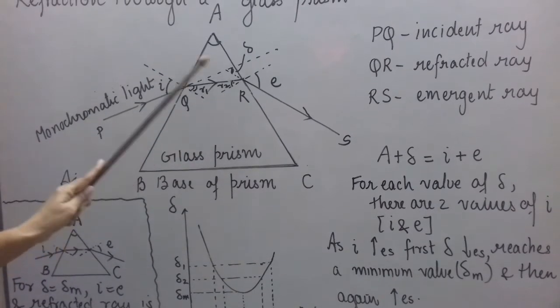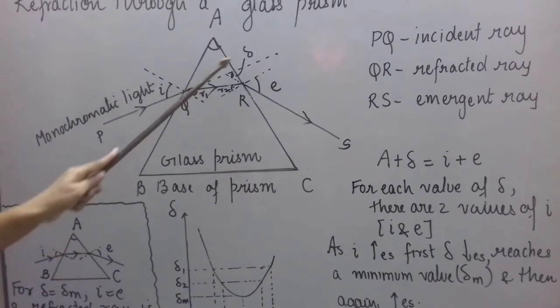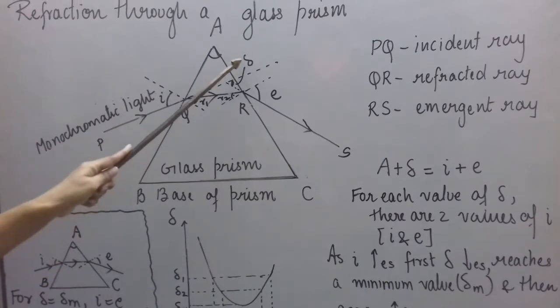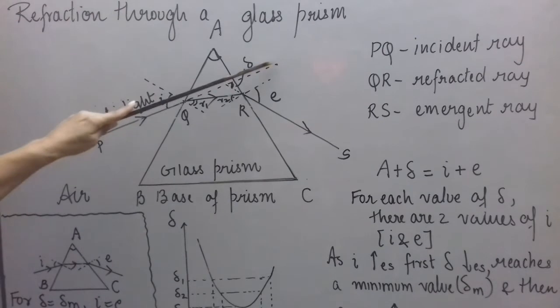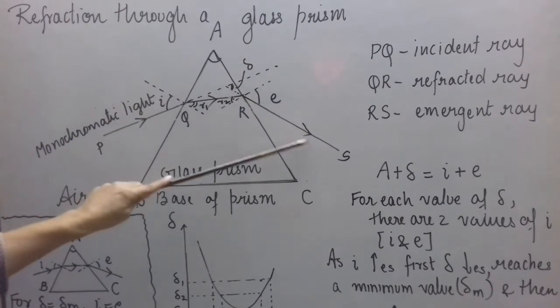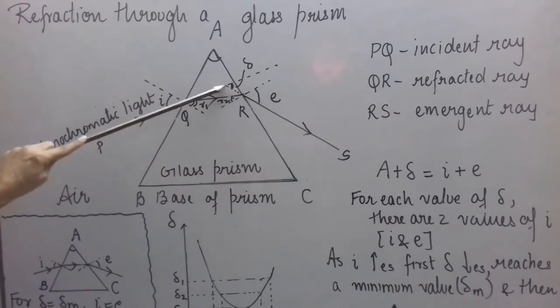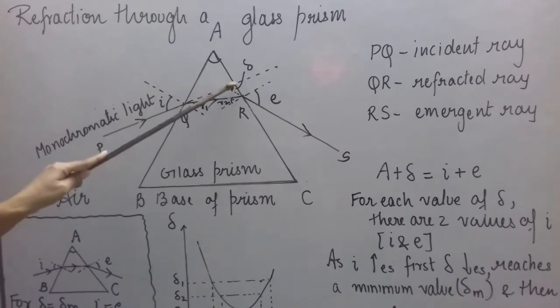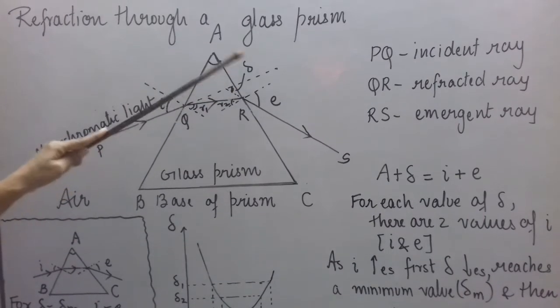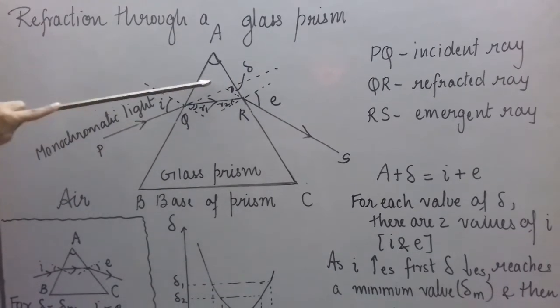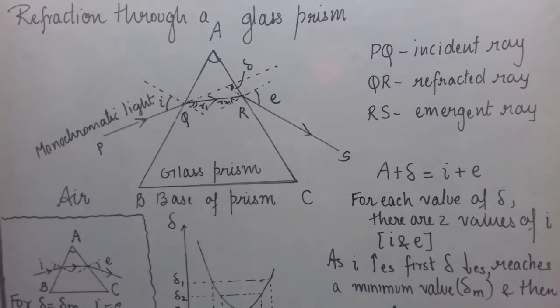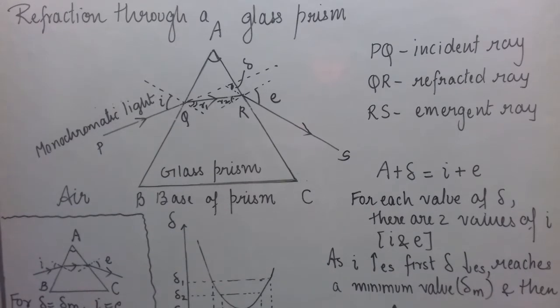Now let us see what is different here. What you don't know is delta. What is delta? See, this is our incident ray, which I have extended forward here. This is my emergent ray, which I have extended backward. So this angle delta is what? It is the angle between the incident ray and the emergent ray. This angle is called the angle of deviation.